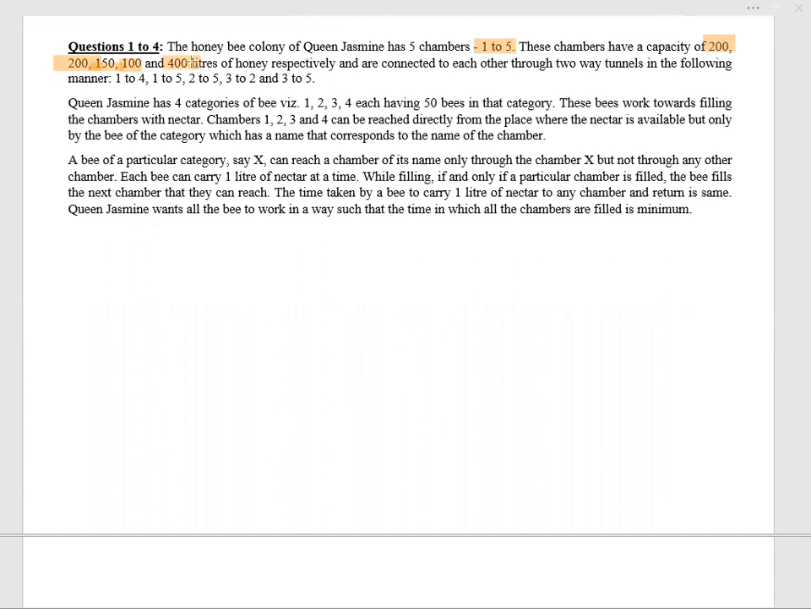Connectivity is through two-way channels between the following chambers: 1 to 4, 1 to 5, 2 to 5, 3 to 2, and 3 to 5. Let me draw this network diagram. Let's say 1 is here, 5 is here, 1 to 4, 1 to 5, 2 to 5. Let's say 2 is here.